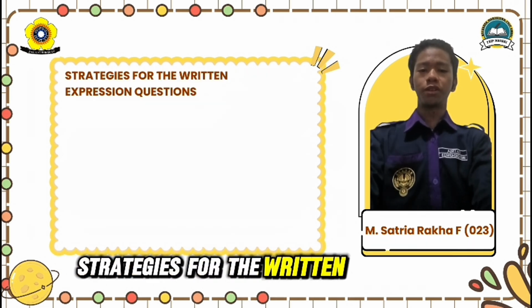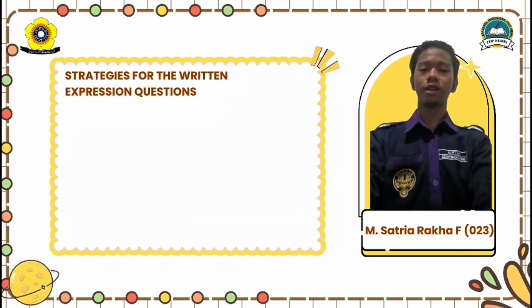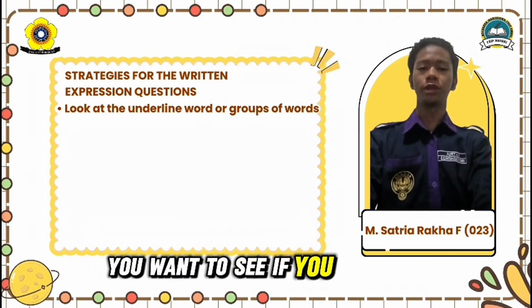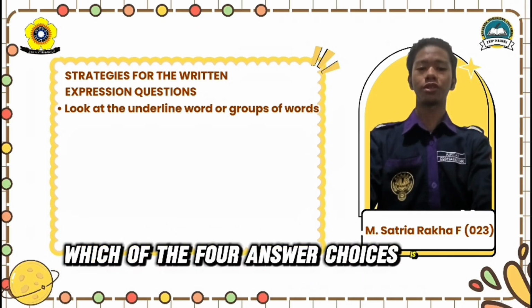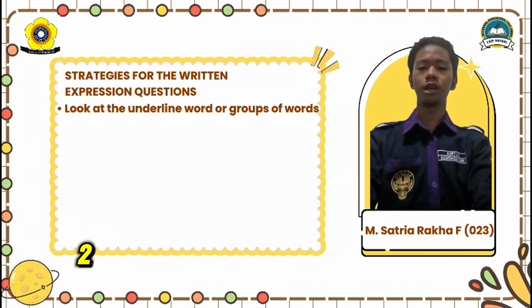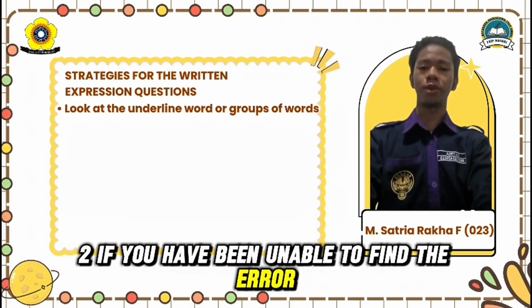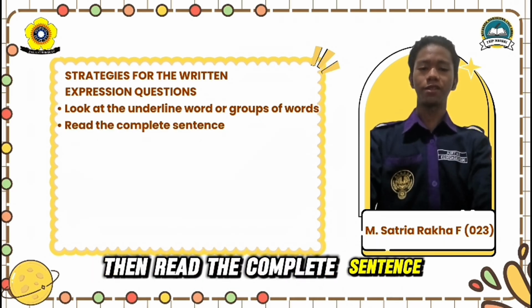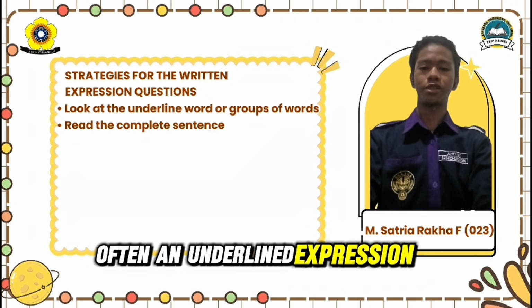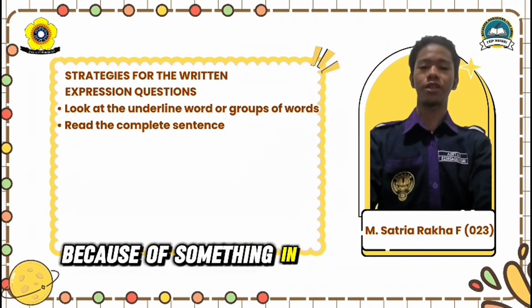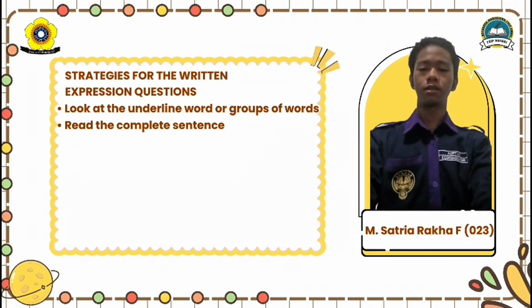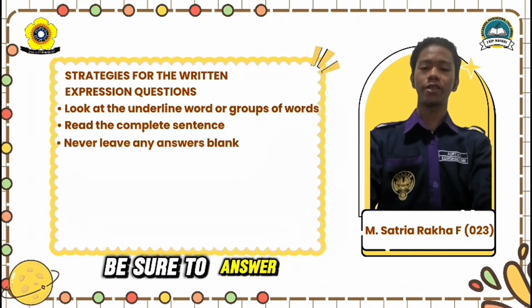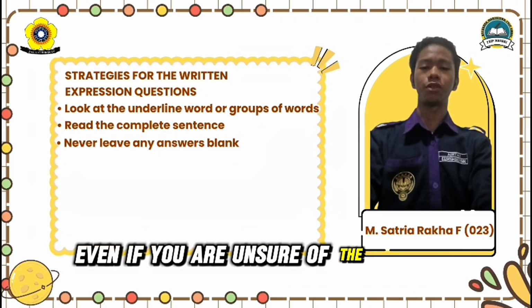Strategies for the written expression questions. 1. Look at the underlined word or groups of words. You want to see if you can spot which of the 4 answer choices is not correct. 2. If you have been unable to find the error by looking only at the 4 underlined expressions, then read the complete sentence. Often an underlined expression is incorrect because of something in another part of the sentence. Number 3. Never leave any answers blank. Be sure to answer each question even if you are unsure of the correct response.